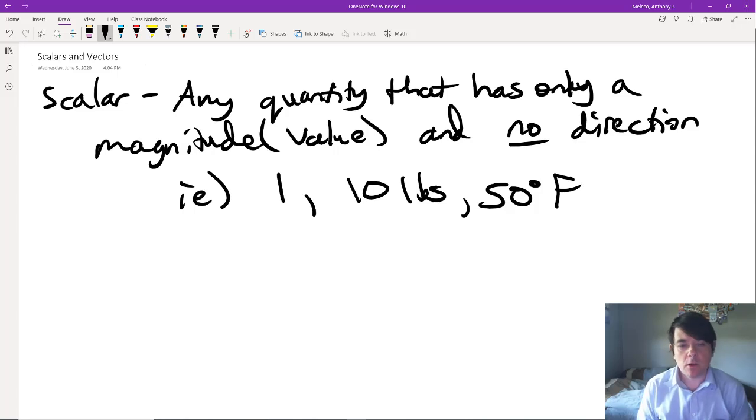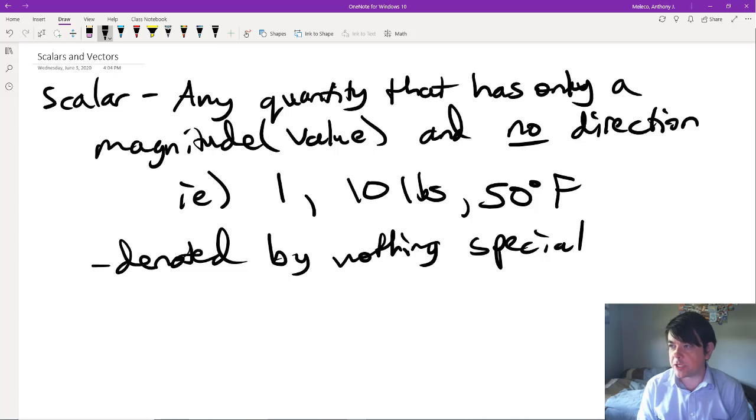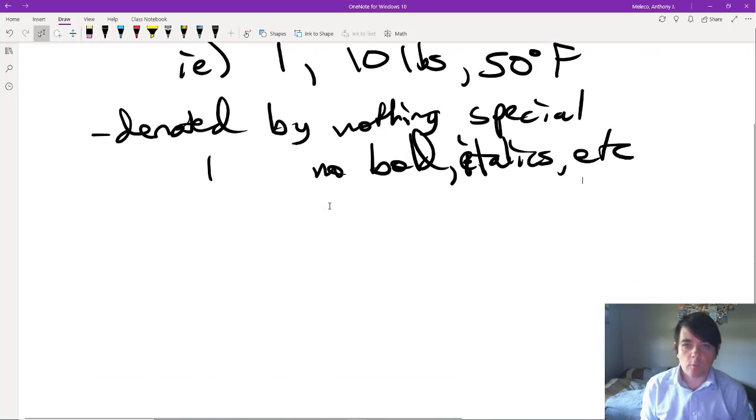These are denoted by nothing special. When you're looking at it in text, you just see a number, right? You'll just see 1. You won't see bold, italics, etc.